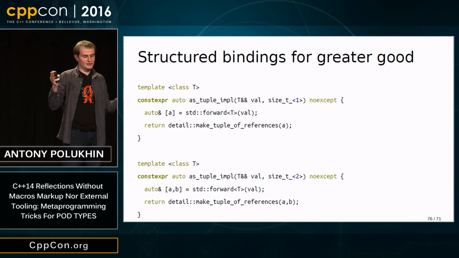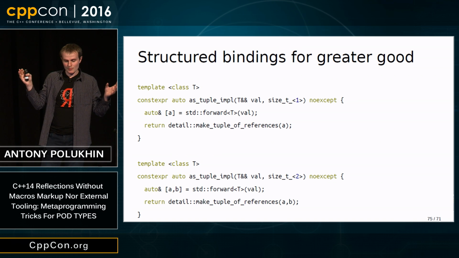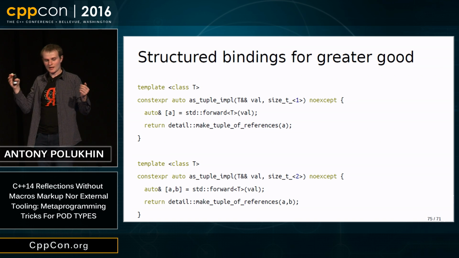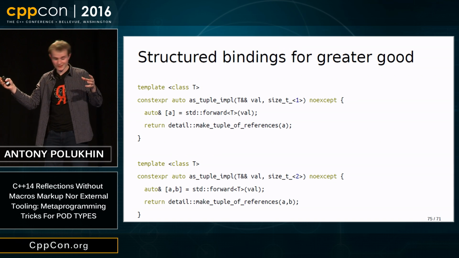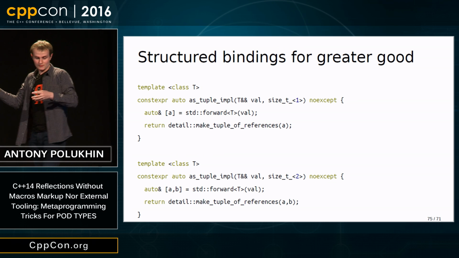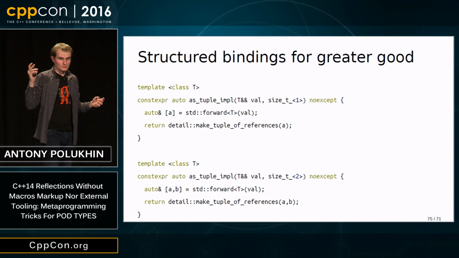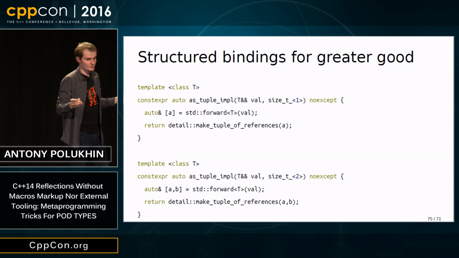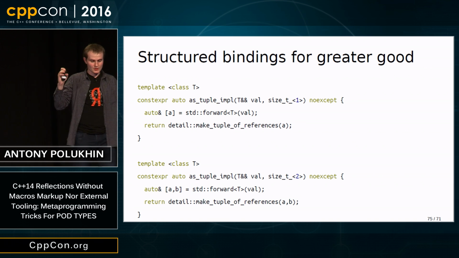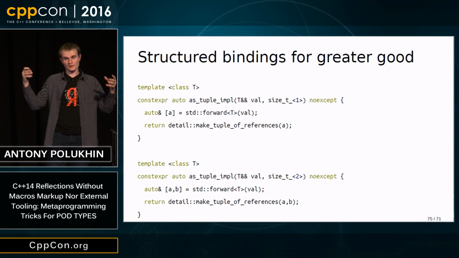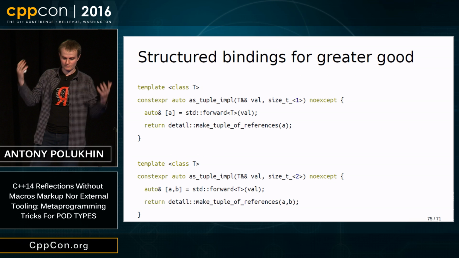If our structure T has one field, the first function will be called, and it will decompose our structure into one field. After that, we create a tuple of references to that field, and just return the tuple. If our structure T has two fields, the second function will be called. It will decompose the structure into two fields, create a tuple of two elements with references to those fields, and it will return that tuple.